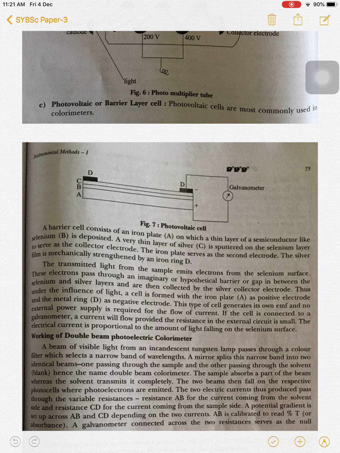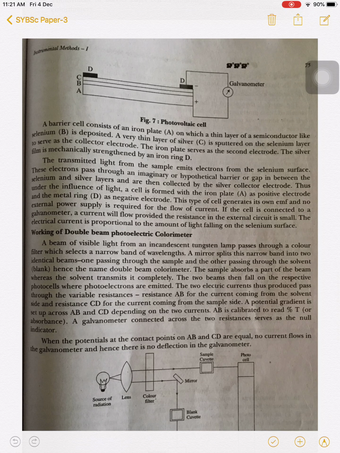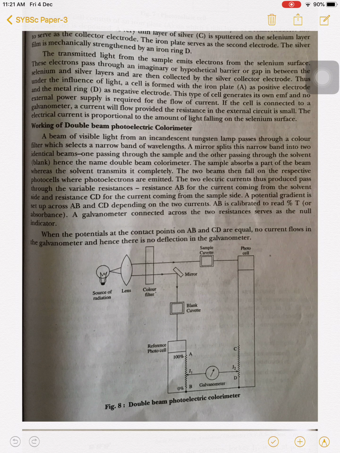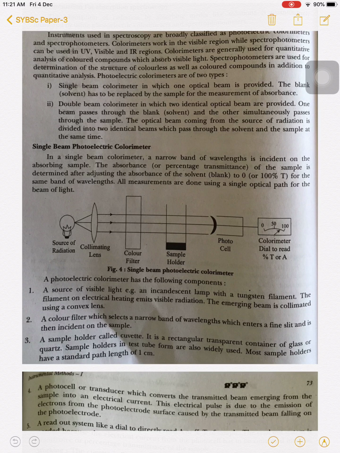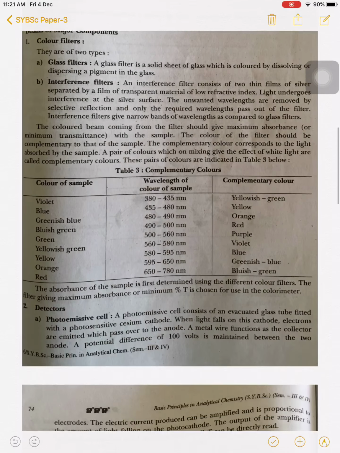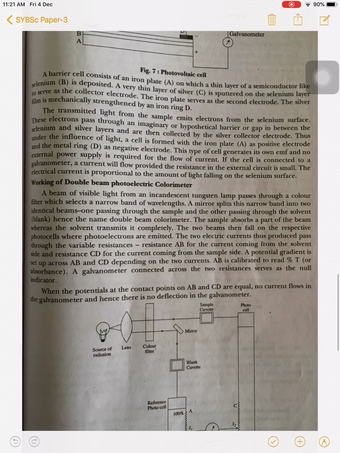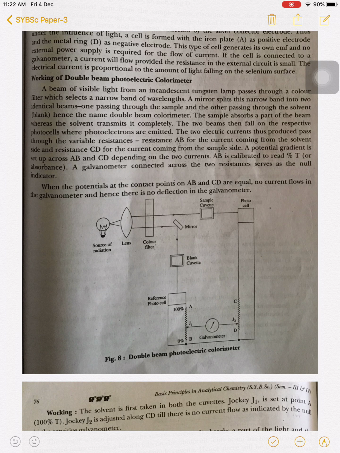So this is a photovoltaic or barrier layer cell, which can also be used as a detector. This is what we have seen: how a single beam photoelectric colorimeter works, and its components. Now next is the double beam photoelectric colorimeter.